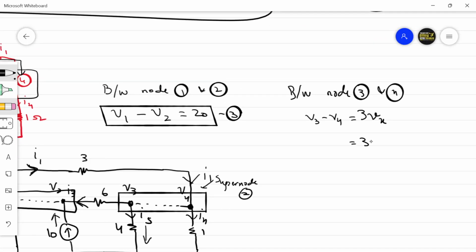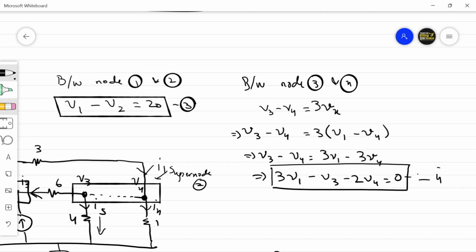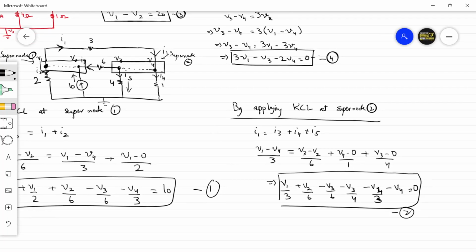So Vx is nothing but V1 minus V4. So V3 minus V4 is equal to 3 times V1 minus V4. So V3 minus V4 is equal to 3V1 minus 3V4, or 3V1 minus V3 minus 2V4 is equal to 0, is your fourth equation. So you have obtained four equations, you have four variables. Now you can actually solve these four equations.